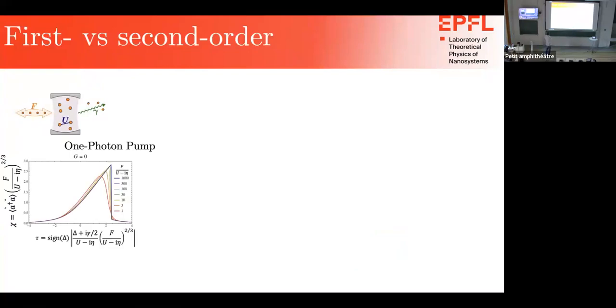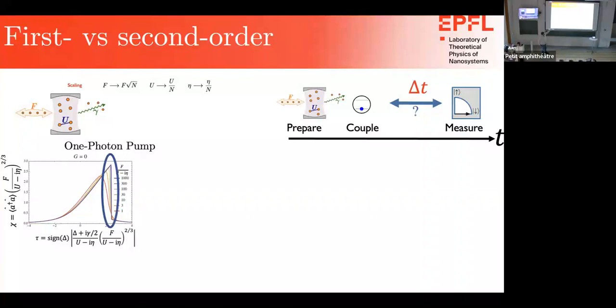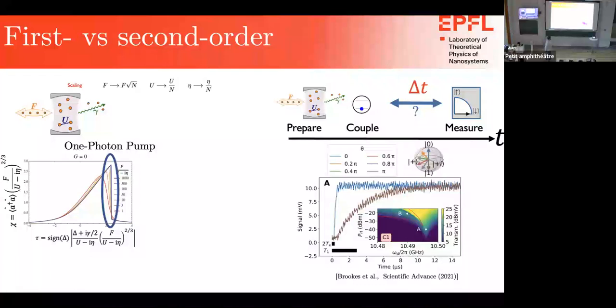So the idea is, if we use a one-photon drive, we rescale, we have our first order transition, and we can think about a protocol. We initialize our system, we couple it to the qubit, we wait delta t, and then we measure. And then it would be fantastic, because here, changing very little, we have a very, very large response of the system. But then there is a problem.